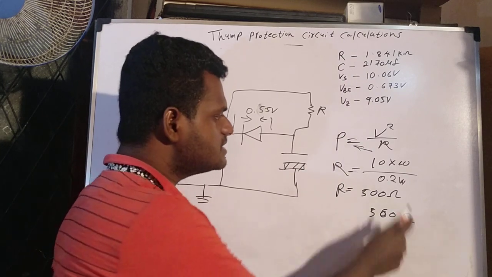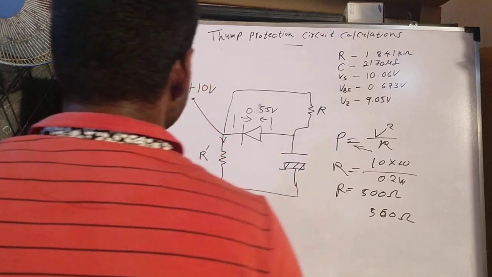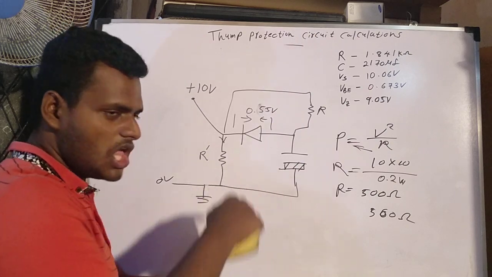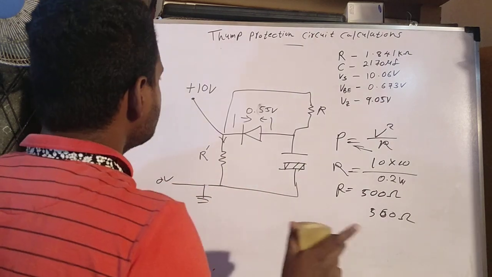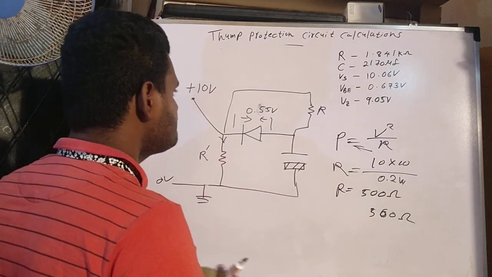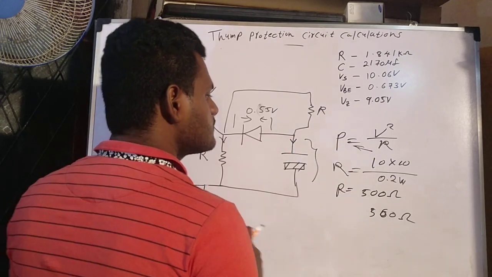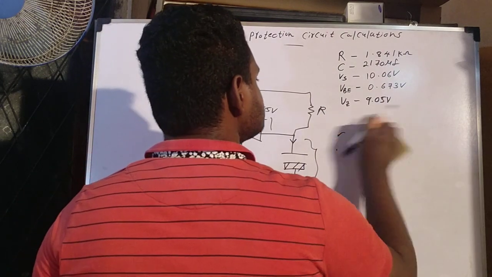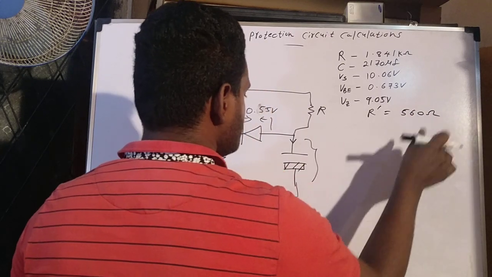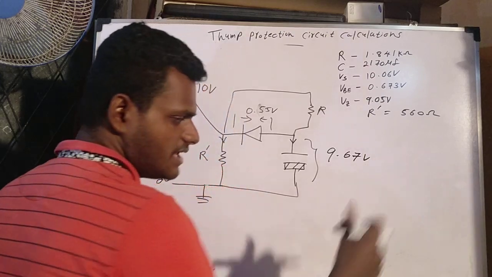Discharging time is dependent on this voltage only. So now we have to apply this here and find how much time that resistor takes. So I'm erasing this circuit. After fully charging this capacitor, I'm using this voltage, and I take R dash as 560 ohms, no problem. Here the voltage is fully charged, 9.67 volts.